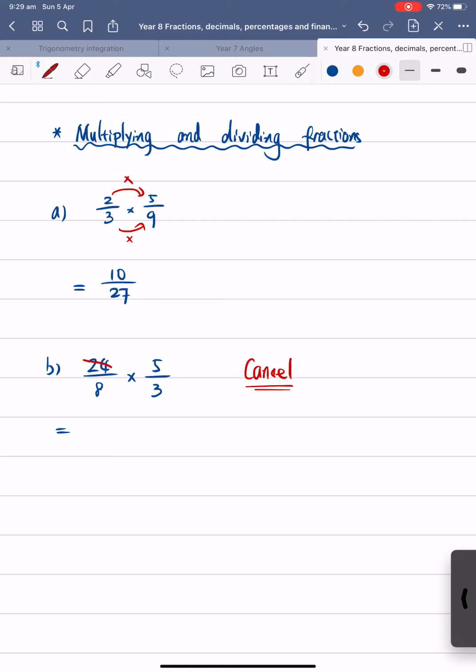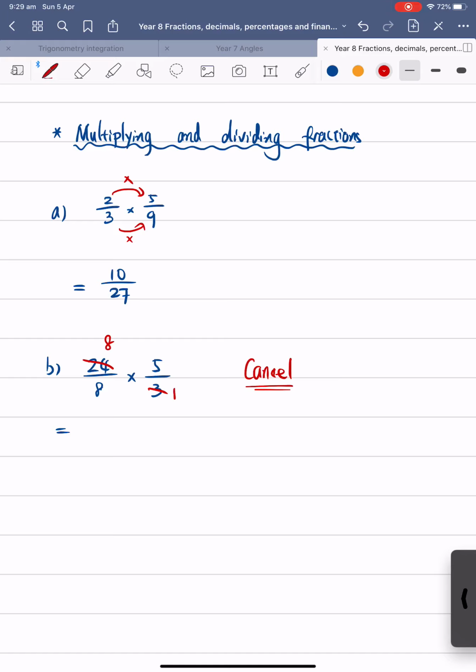So how about this one? 24 and 3, I can simplify these, because 24 I can divide by 3, and 3 you can divide by 3 as well. That's the highest common factor. So if we divide by 3 here, that becomes 8. 24 divided by 3 is 8. 3 divided by 3 is just 1.